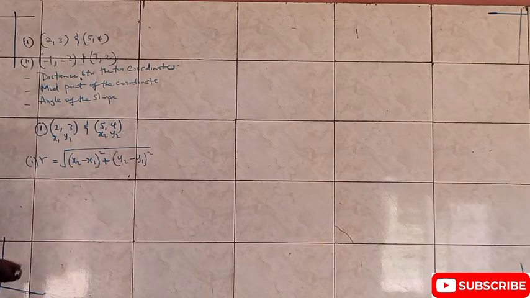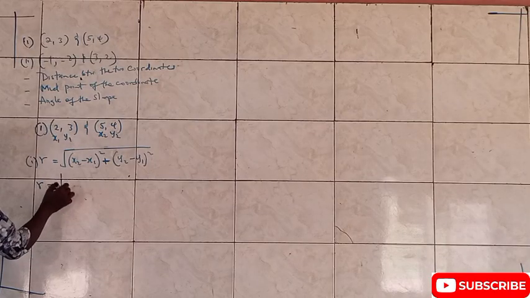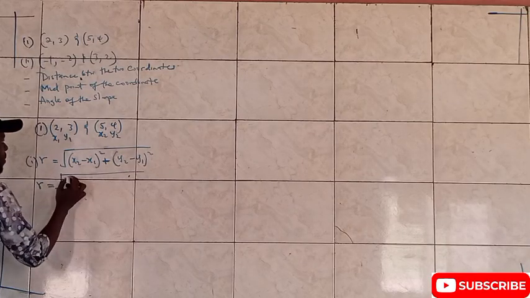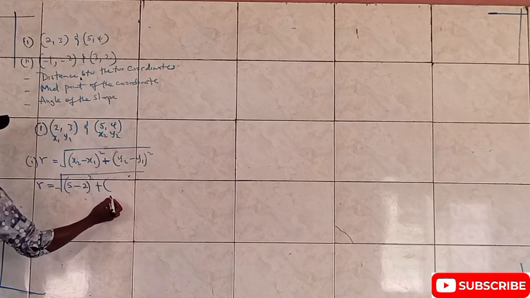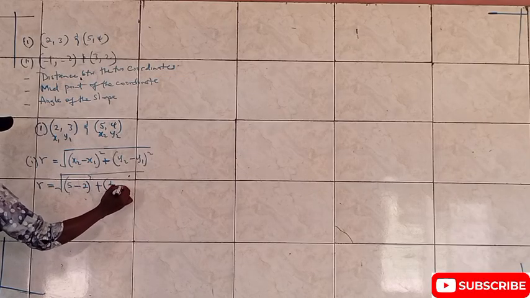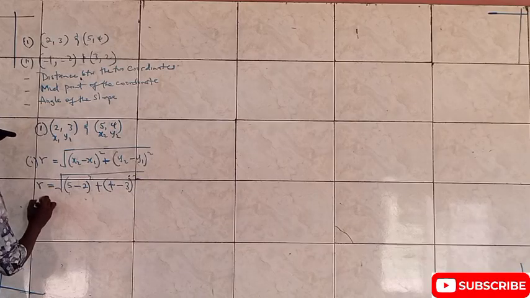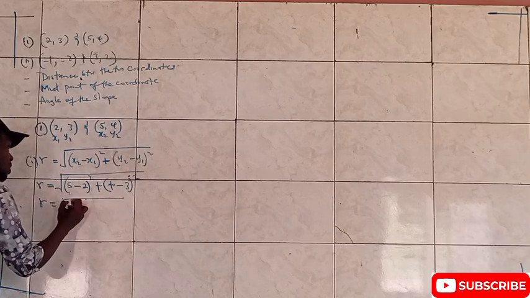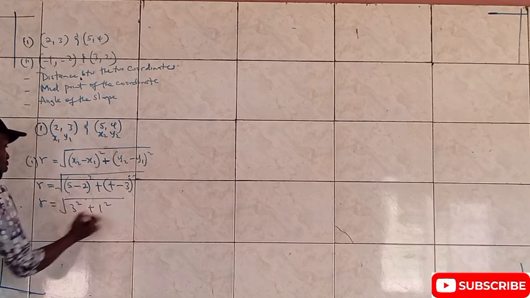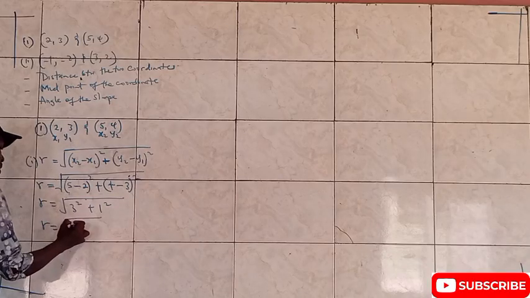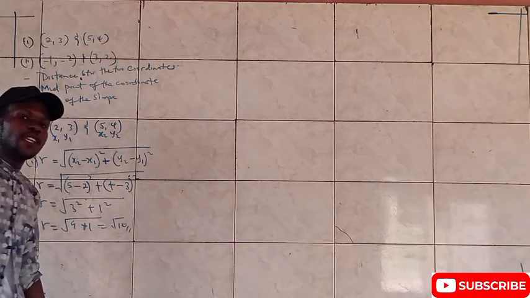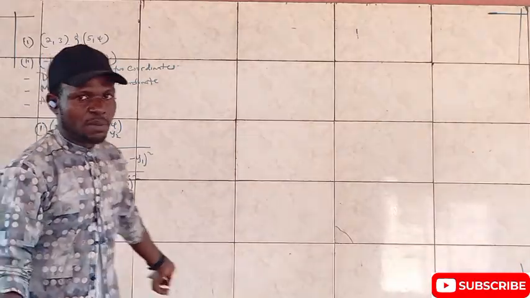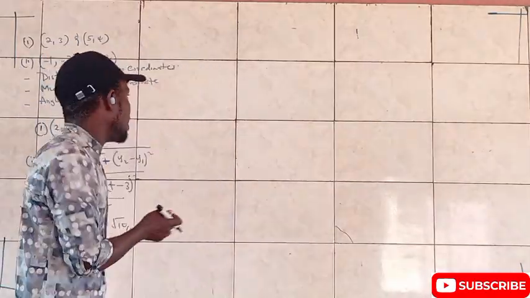Square root is help. So r is then equal to the square root of, where's my x2? 5. Where's my x1? 2, squared. What is my y2? 4. What is my y1? 3, squared. So the distance is simply equal to what? 3 squared plus 1 squared. And that is equal to 9 plus 1, which is the square root of 10. Answer. That will be the distance between the 2 points. You can look at your calculator, you have 3.1 something as your answer.